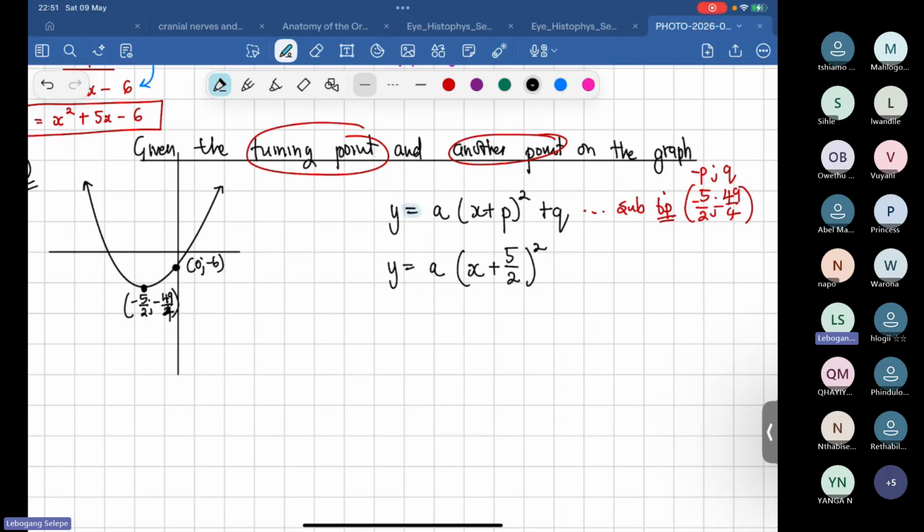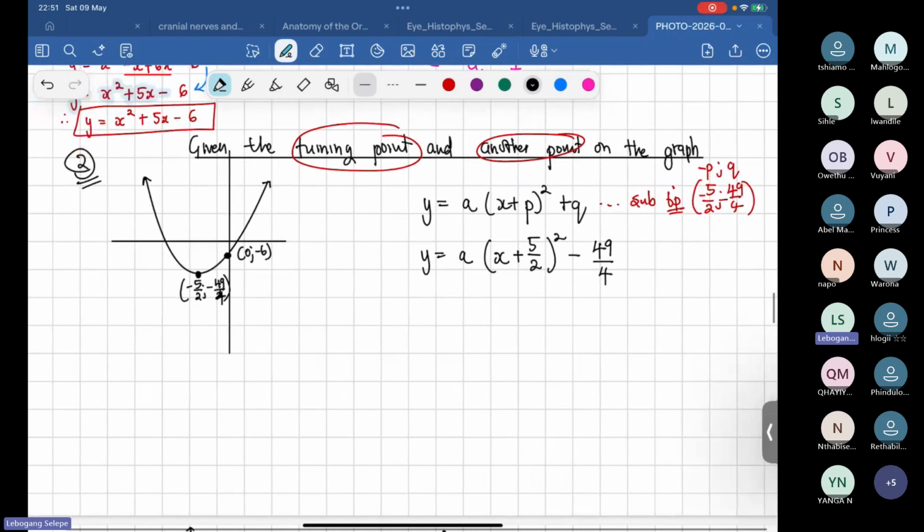Similarly, if the x-coordinate of the turning point were positive, you would have a negative inside the bracket. So you always change the sign between what is inside the bracket and the x-coordinate of the turning point. But q is exactly as it is: q is negative 49/4. We substitute it like that.